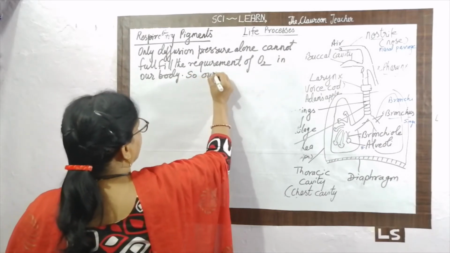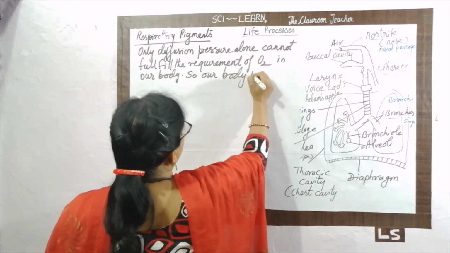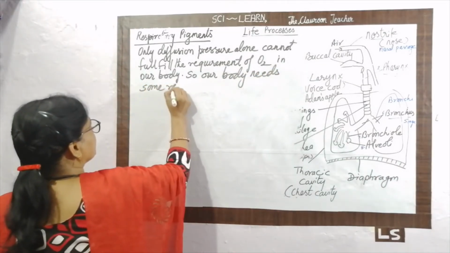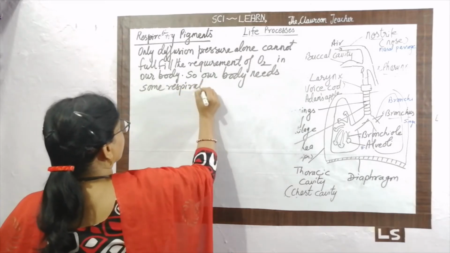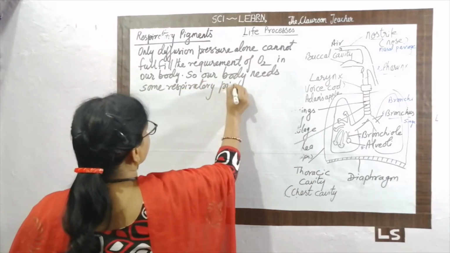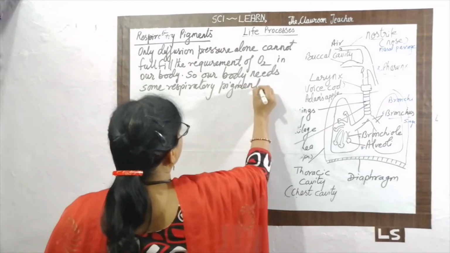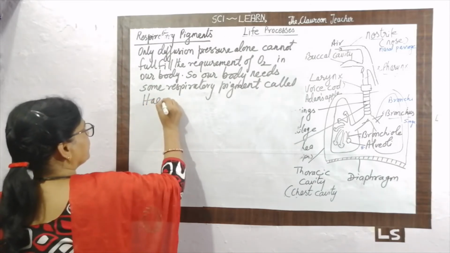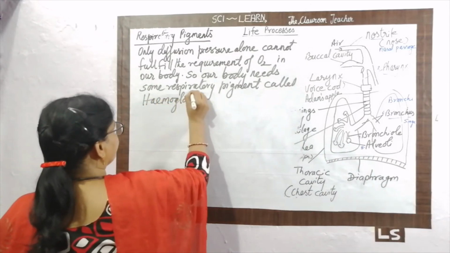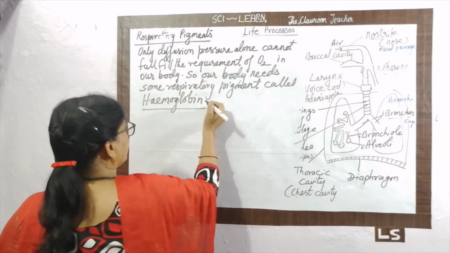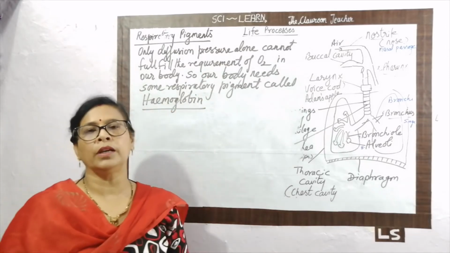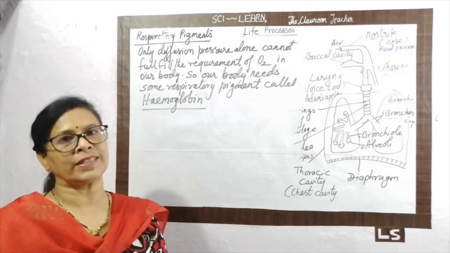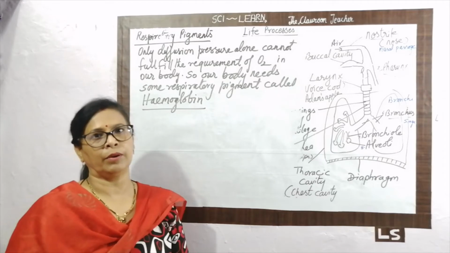So our body needs some respiratory pigment, and this respiratory pigment is called hemoglobin. You know very well the role of hemoglobin. Hemoglobin is the pigment which is responsible for the transportation of oxygen and carbon dioxide inside our body.